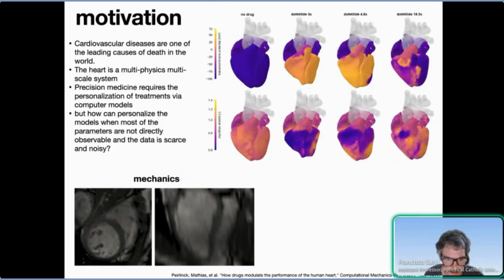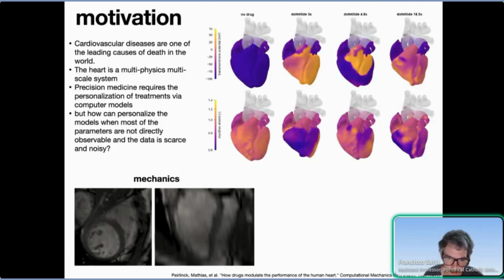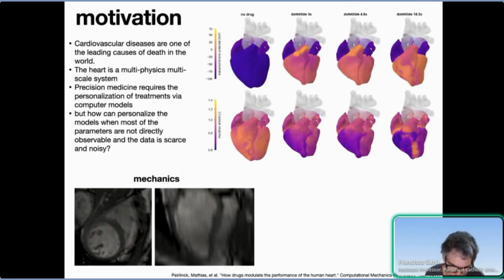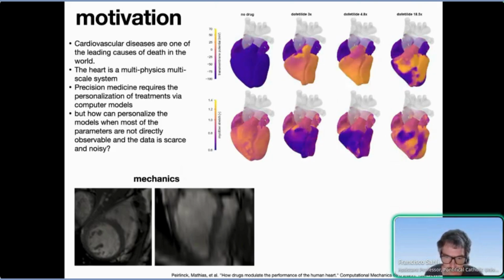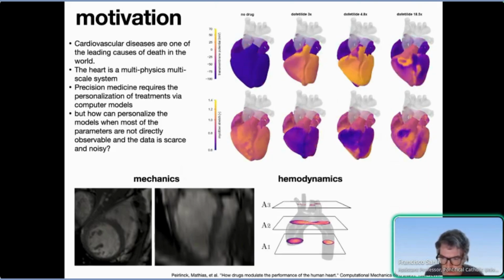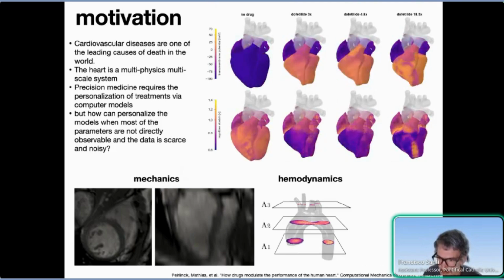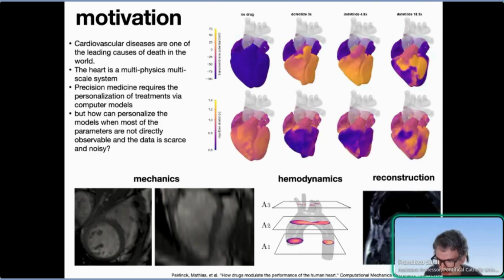So now I would like to show you three different topics very briefly where we have used physics informed neural networks. First will be cardiac mechanics from MRI, then hemodynamics, also from phase contrast MRI, and I will also show some work that we have done in reconstruction.